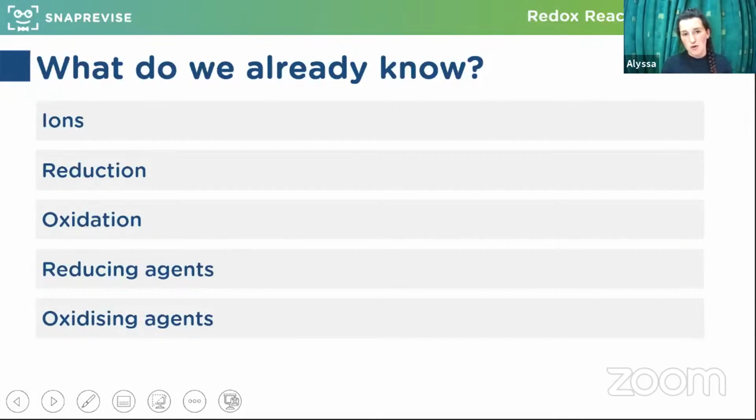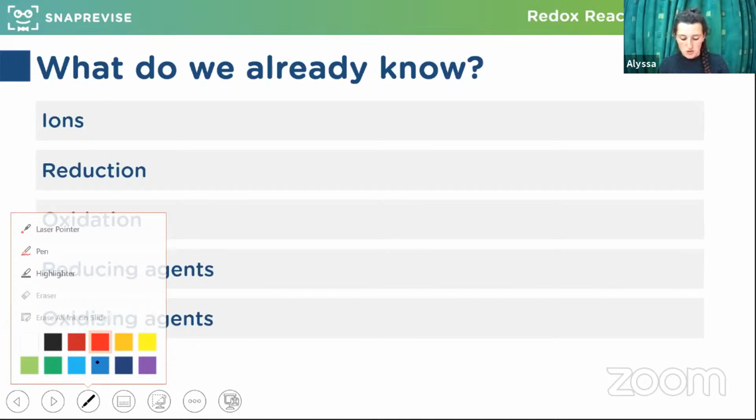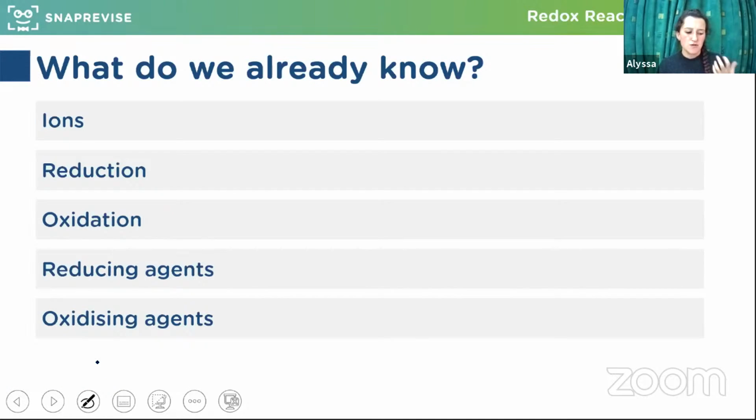So let's go through what we already know. Some of this you might have known from GCSE, some of it you might just know from your classes. What is an ion? How do we define an ion? We do try to be very specific about using terms when they are correct to be used. So how would you define or describe an ion then? What is an ion?